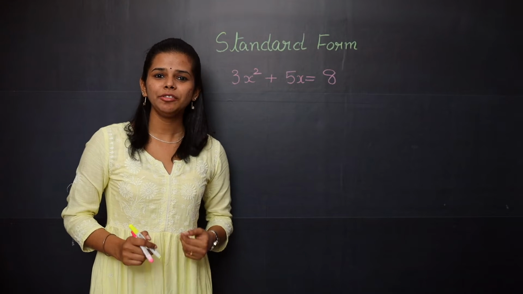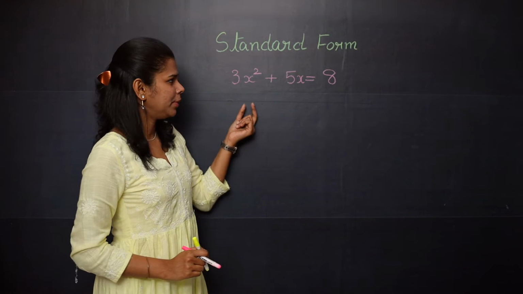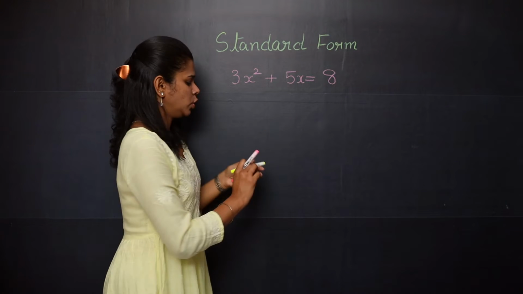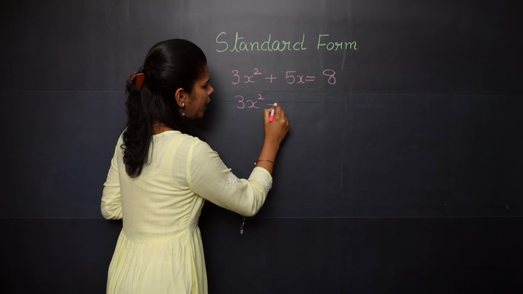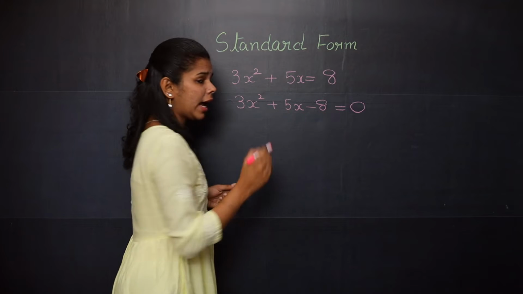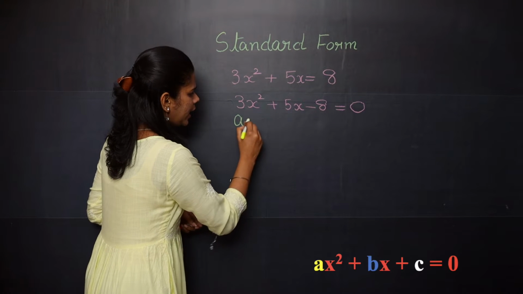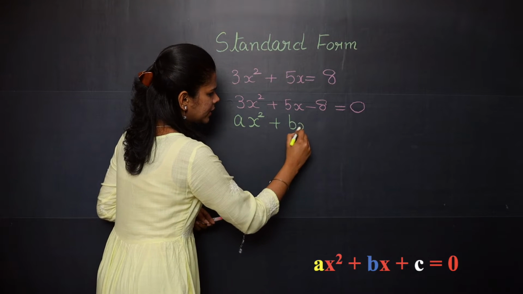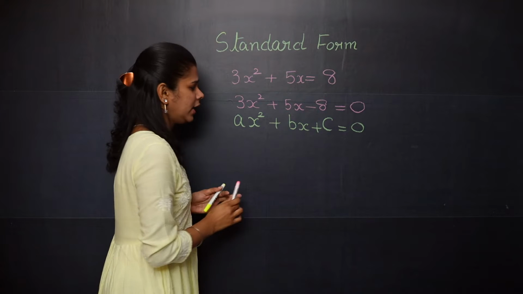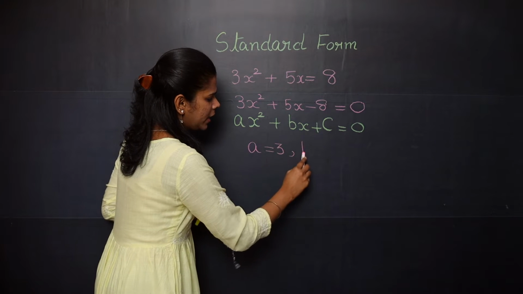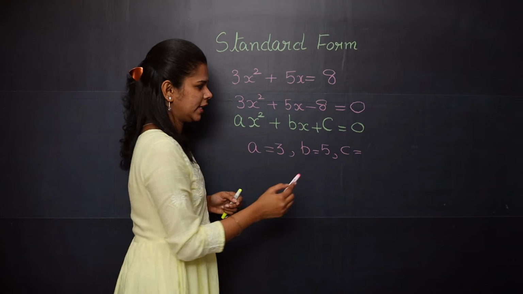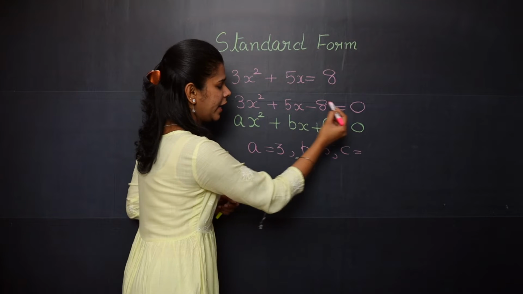Now let's learn about the standard form of a quadratic equation. Let's start off with an example: 3x square plus 5x equal to 8. Here I am going to bring 8 to the LHS. So it becomes 3x square plus 5x minus 8 is equal to 0. And the standard form of a quadratic equation is ax square plus bx plus c is equal to 0. Now what is a? A is 3. What is b? B is the coefficient of x, that is 5. And what is c? That is a constant, and you should take the sign also, negative 8.